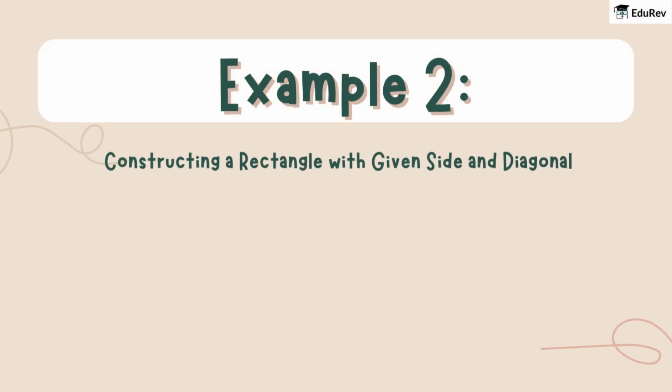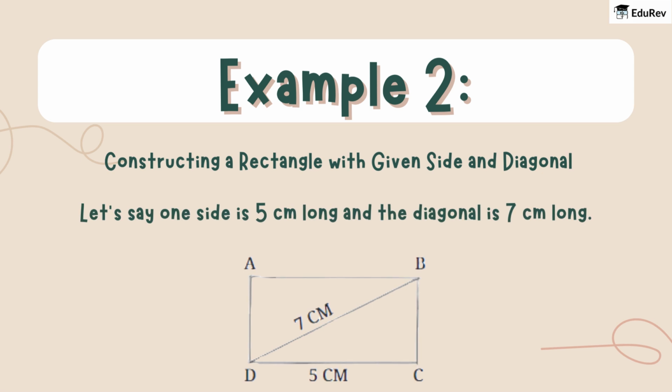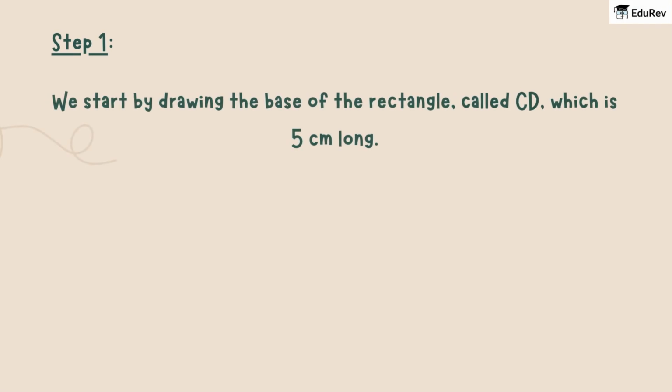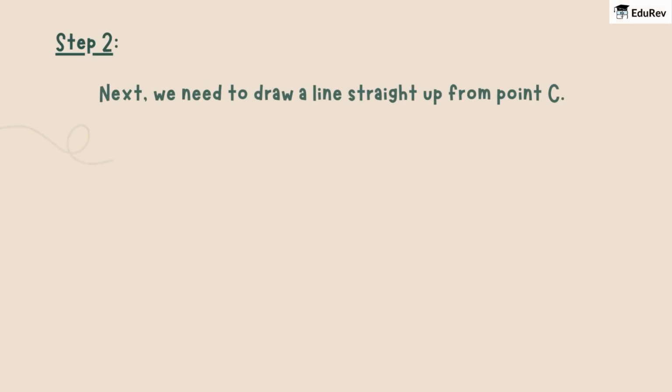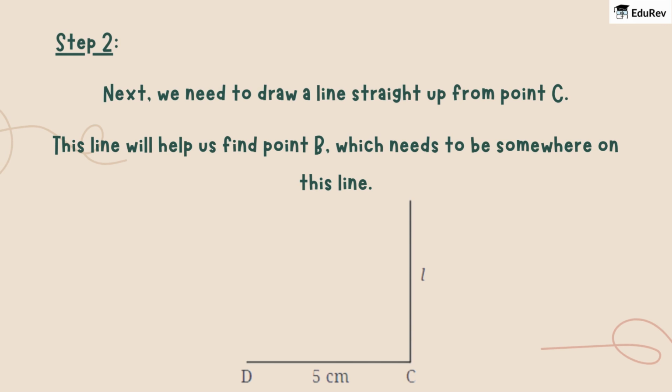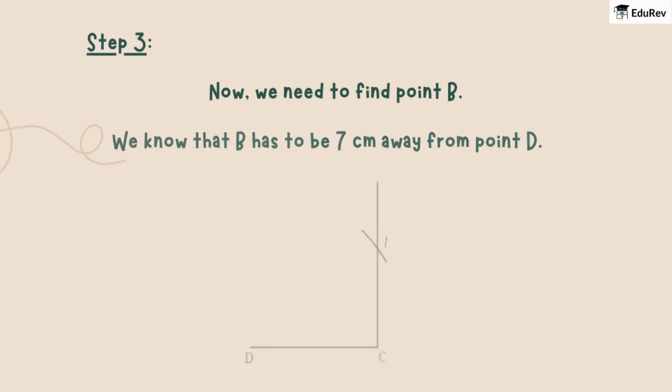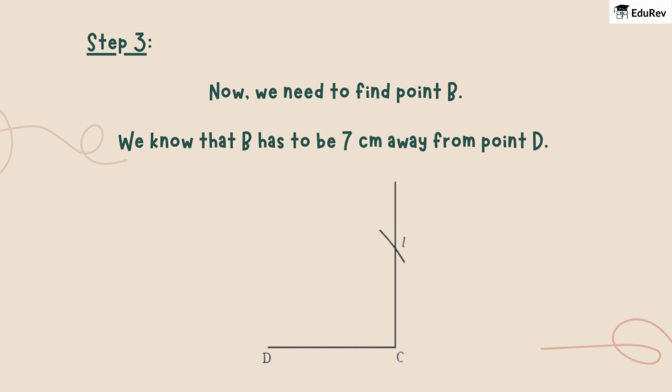Given side and diagonal. Let's say one side is 5 centimeters long and the diagonal is 7 centimeters long. Step 1. Draw the base of the rectangle, called CD, which is 5 centimeters long. Step 2. Draw a line straight up from point C to help us find point B. Step 3. Find point B, ensuring it is 7 centimeters away from point D.